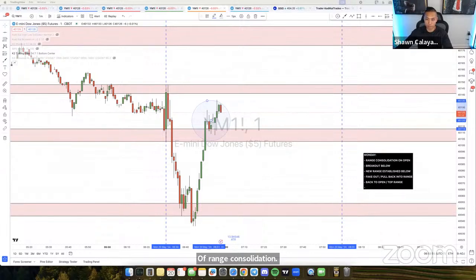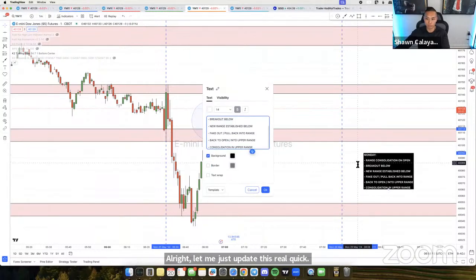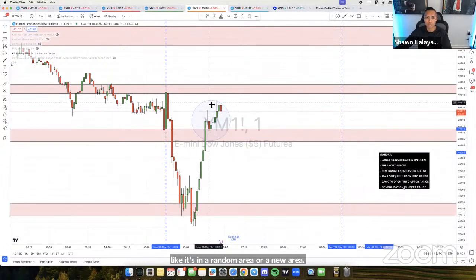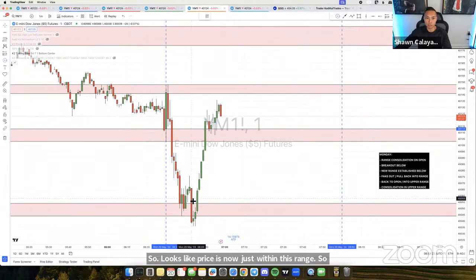All right, let me just update this real quick. I mean, price is just in the upper range now. It's not like it's in a random area or a new area. It's just in the upper range. So it looks like price is now just within this range. So it looks like this whole lower push right here was just a huge fake out, right?